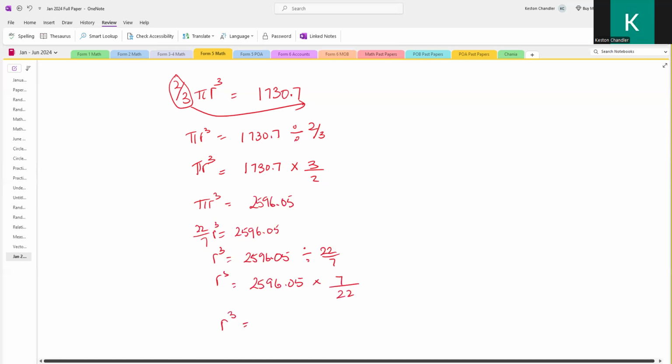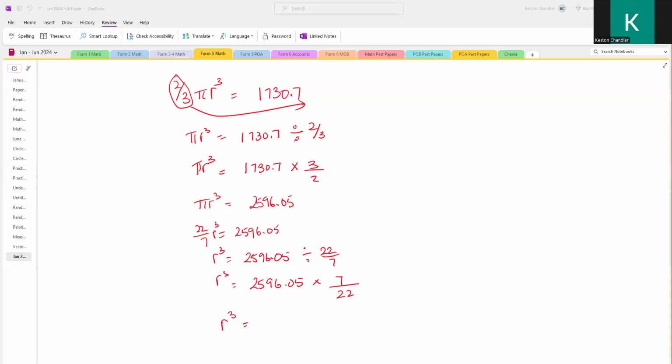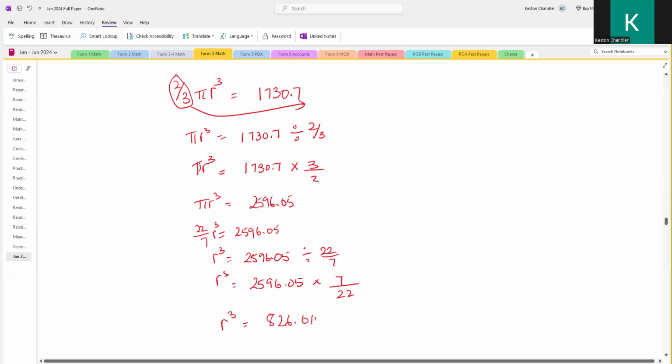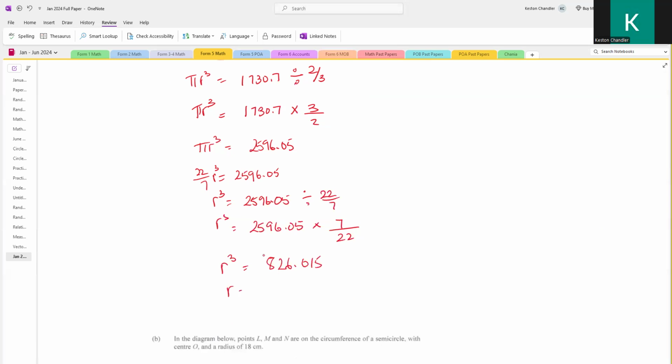And what are we going to get? 2596.05 multiplied by 7 divided by 22. That's going to give me 826.015. The last thing I have to do now is find the cube root of this figure.